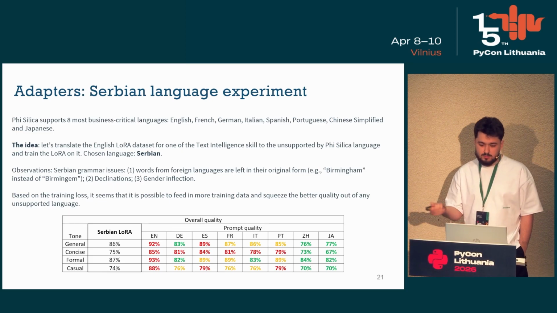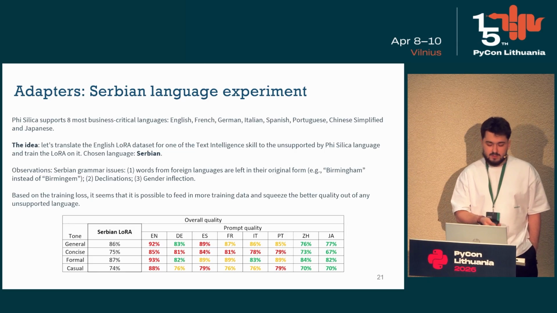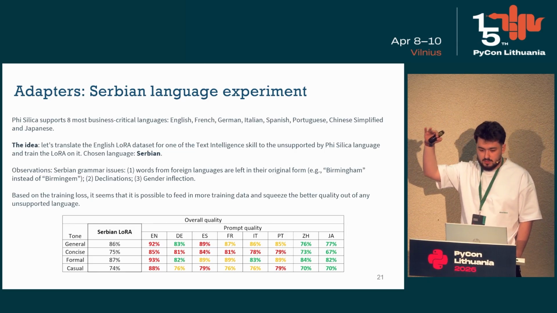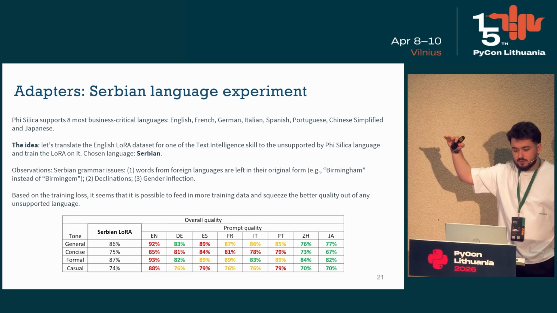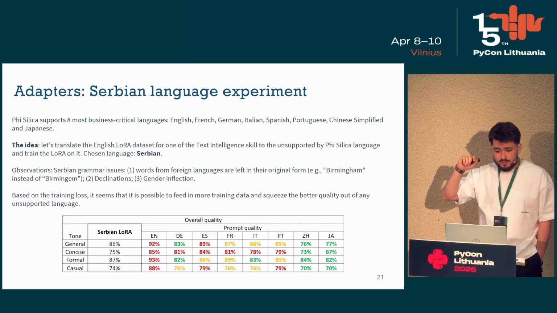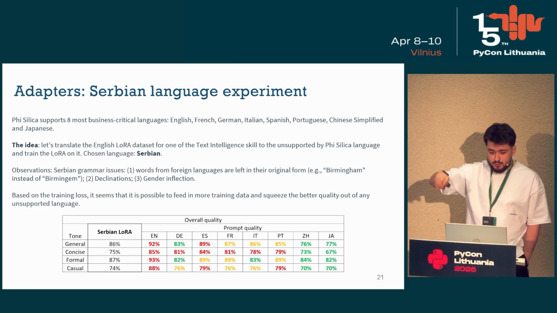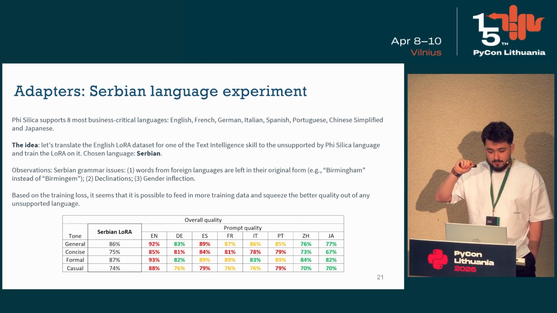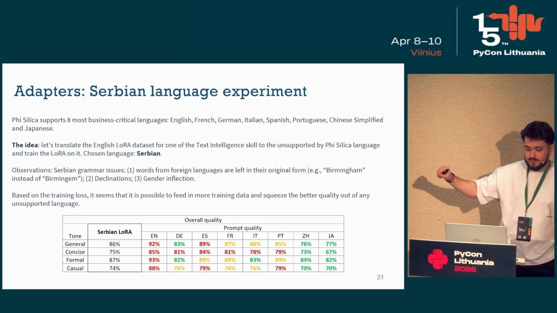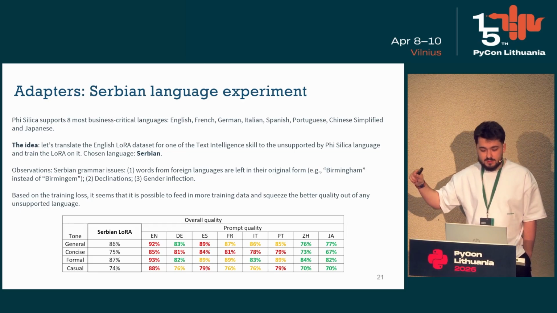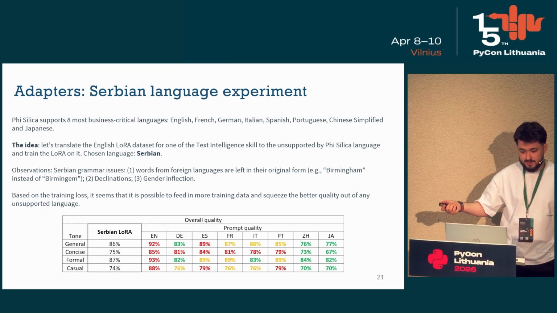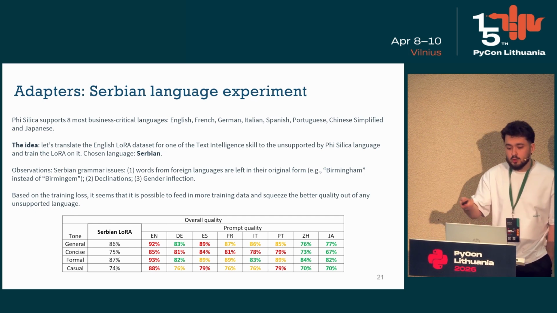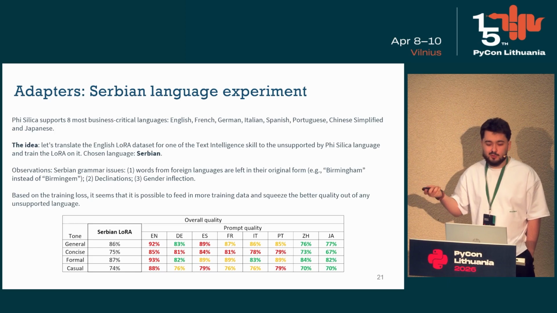Why Serbian? Because most of the team are Serbian natives, and it would be easy to eyeball the results. So what we have done, we translated the whole synthetic corpora for English rewrite into Serbian, and we managed then to tune the LoRA adapter and to see that the Serbian LoRA is behaving better than the hard-prompt based solution for Chinese, Japanese, and even German, which are supported by Phi Silica. It was a good proof of concept, and after that we started productizing this LoRA for non-supported languages.